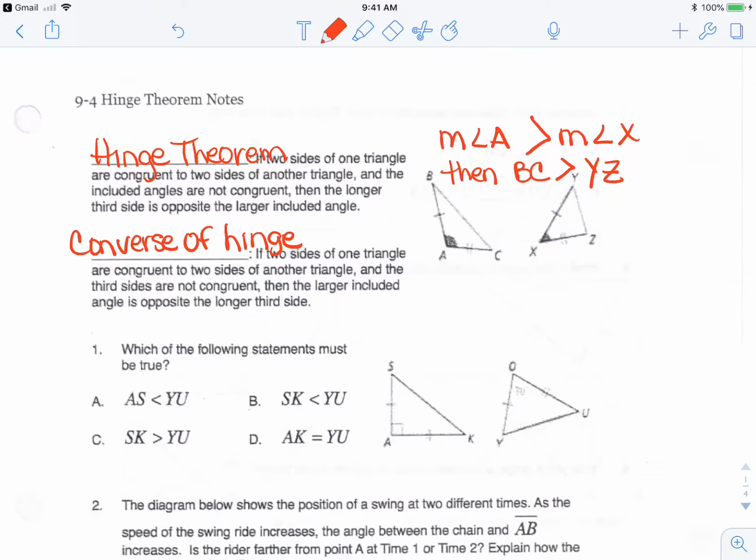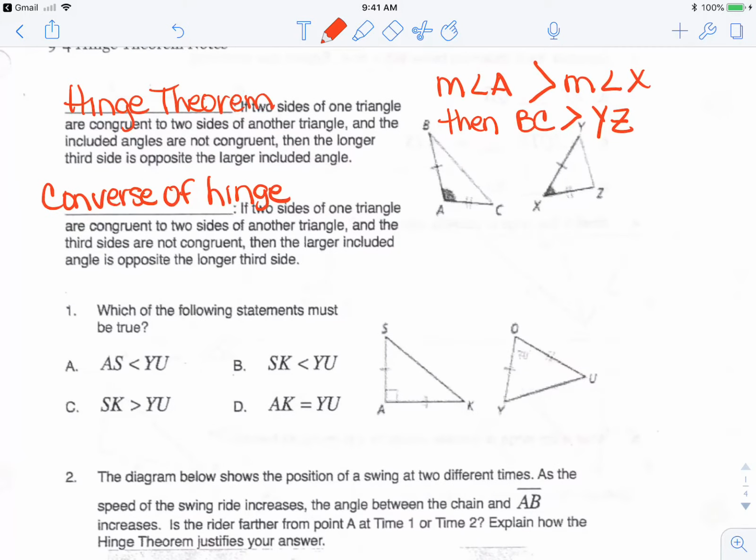Which of the following statements must be true on number 1? We're looking at these two, and I don't know if you can read it very well, but this angle right here says 70 degrees. We know that angle A is 90 degrees because it's giving us the right angle symbol. So which of the following must be true?